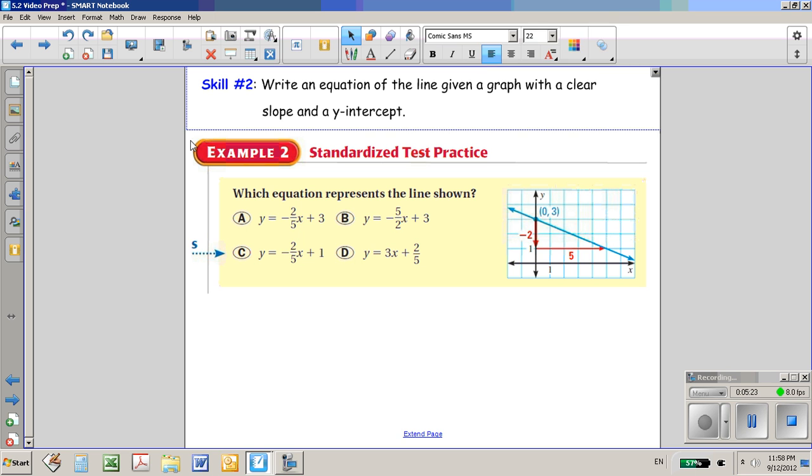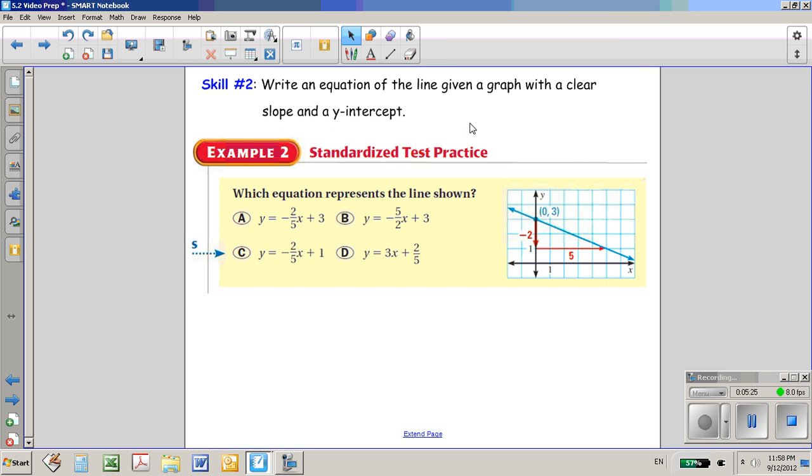All right. So now we're going to move on to skill number 2, which is writing an equation of the line given a graph. So this is a graph with a clear slope and a y-intercept. And when I say a clear slope, it means that you can clearly see the 2 points that are on your graph that we can use to get the slope, and you could clearly see the y-intercept. Okay, so this is actually a multiple choice question. So we're going to use method of elimination just like we did on our pretest when we went over it.